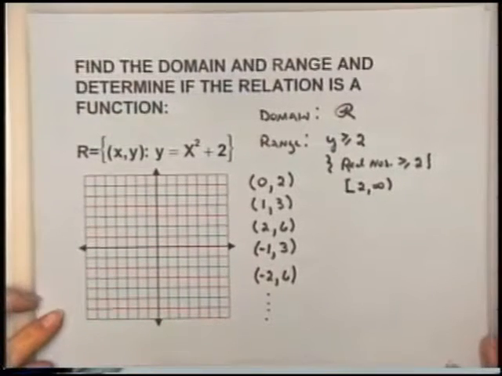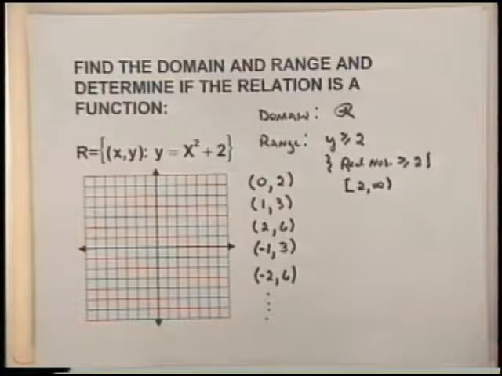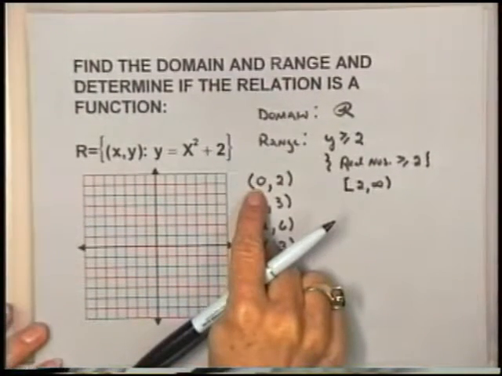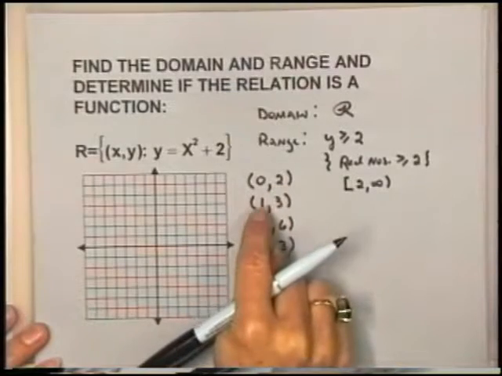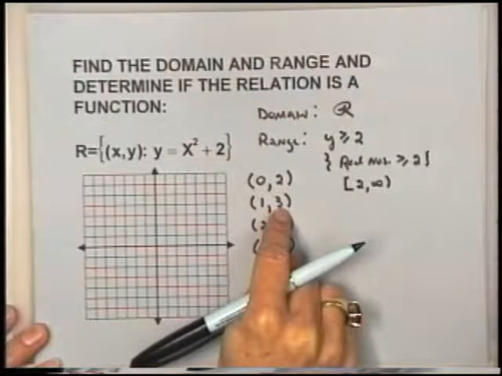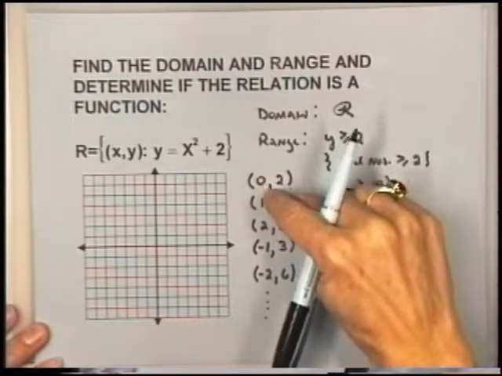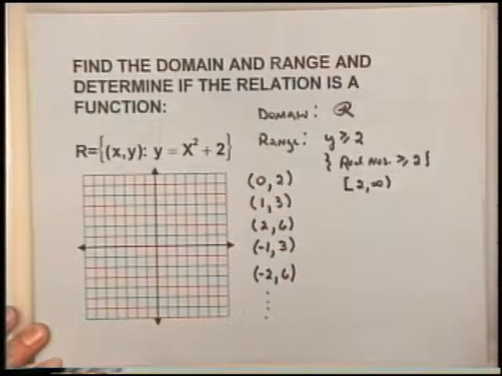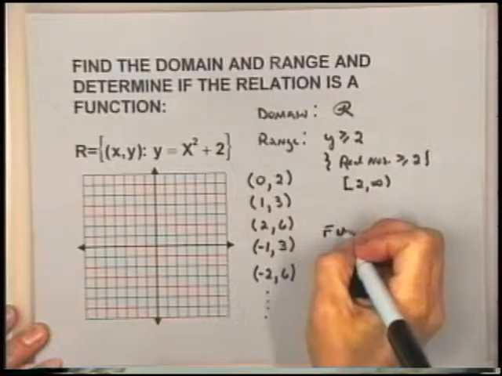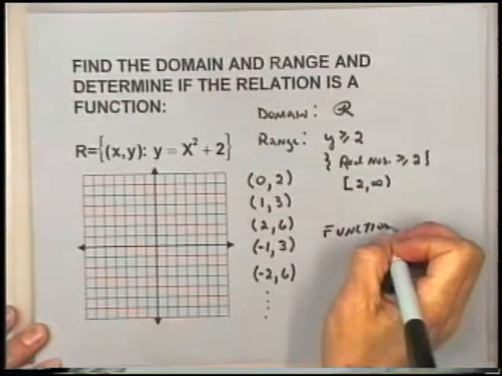Now, is this a function? If we put in a number for x, like 0, how many answers did I get? I only got one answer. When I put in 1, I only got one answer. When I put in -1, I only got one answer. For each x that I put in, I only get one answer for y. Or looking down the list that we have started, do any of these ordered pairs have the same first coordinate? No, they don't. This is a function.